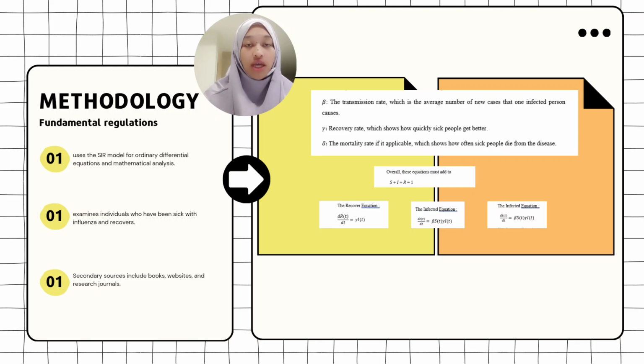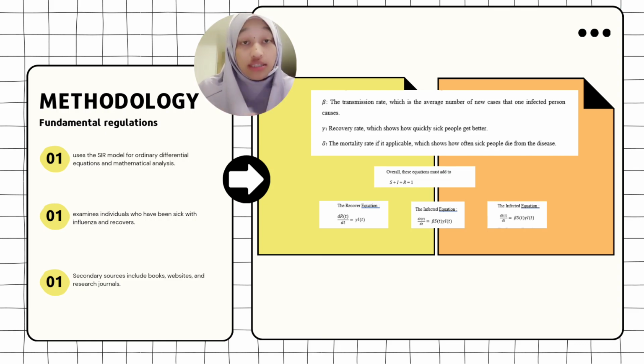For methodology, this study used the SIR model with ordinary differential equations and mathematical analysis. It supports the idea that flu vaccination can lead to disease loss. This study examines individuals who have been sick with influenza and recovered. Secondary sources include books, websites, and research journals. The overall general equation is S plus I plus R is equal to 1. The movement of individuals between compartments is governed by a set of differential equations.